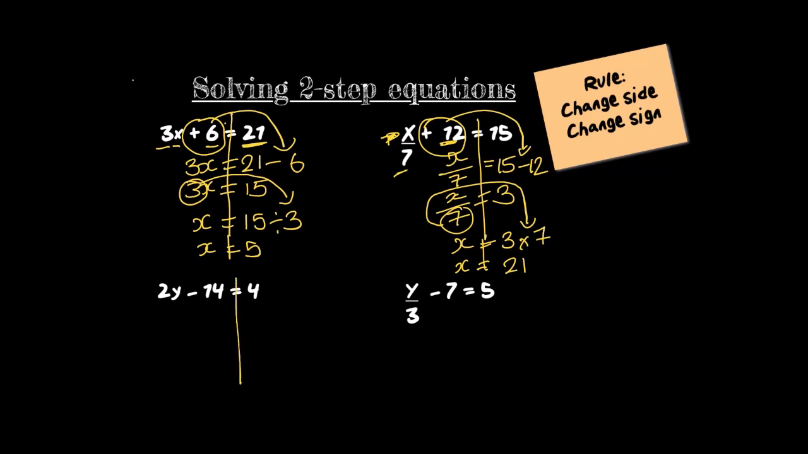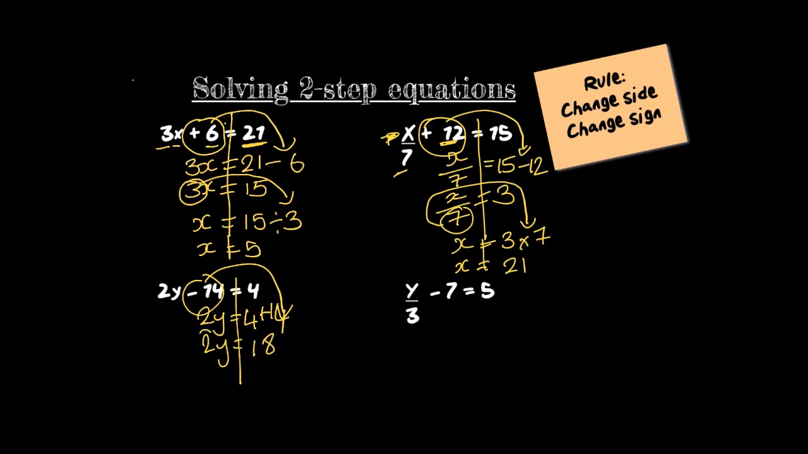Right, moving on to the bottom. So again, same idea. Once we move it across, it has to change. So minus 14, bring it across, has to now be plus 14. So 4 plus 14. We haven't moved the 2y yet, so the 2y is still here on the left. So 2y is equal to, well, 4 plus 14 is 18.